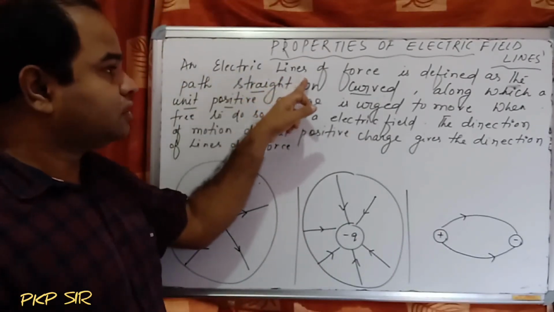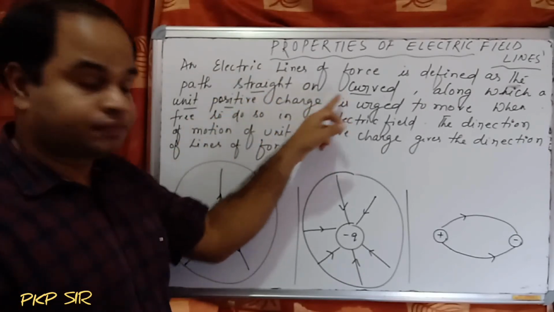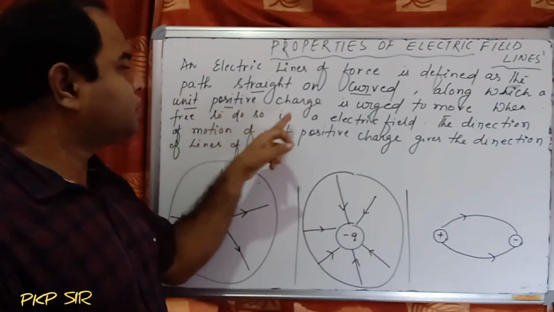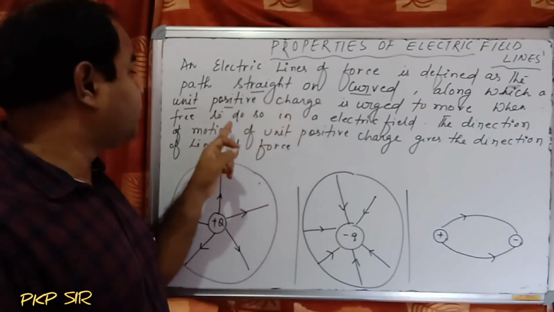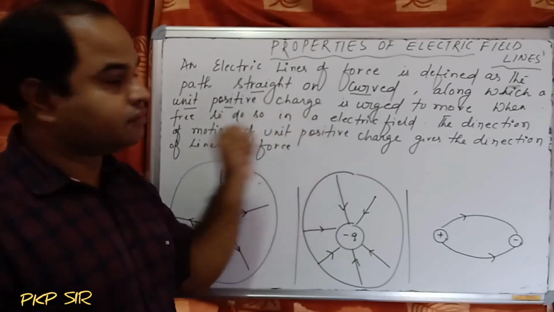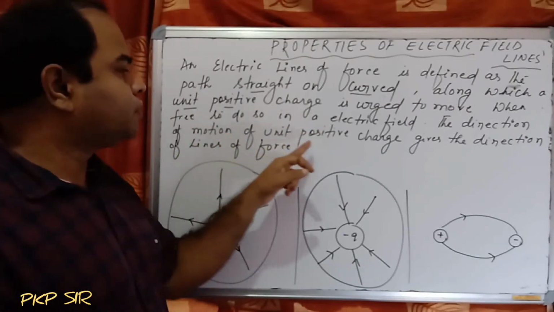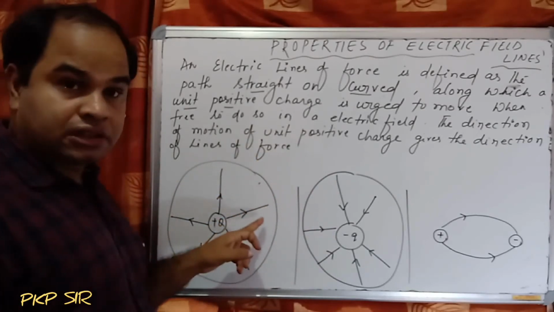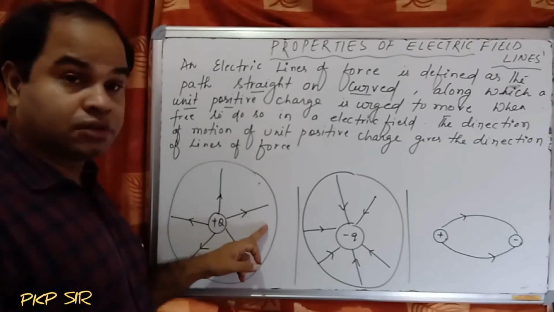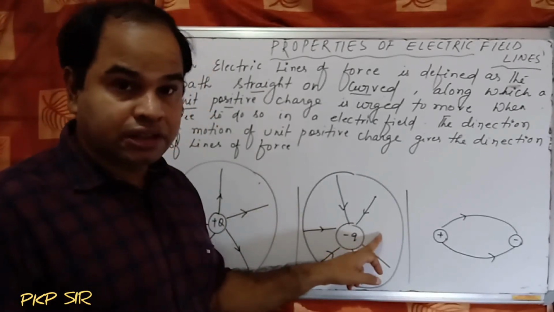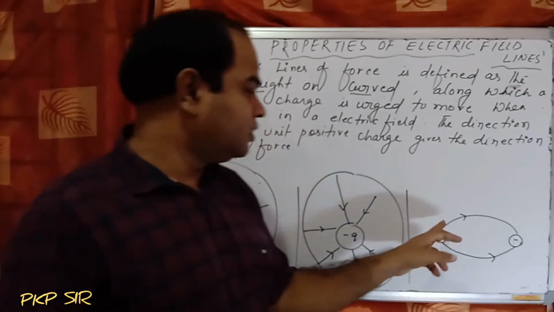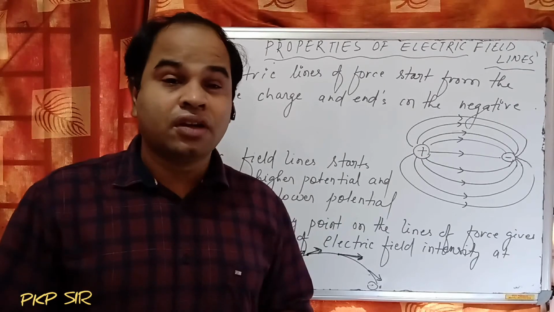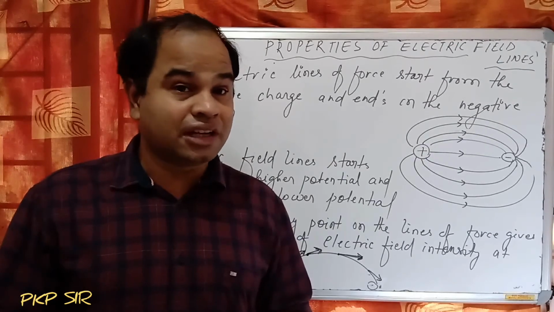Electric lines of force is defined as the path, straight or curved, along which a unit positive charge is asked to move when free to do so in an electric field. The direction of motion of unit positive charge gives the direction of lines of force. So if it moves outward, the direction of lines of force is outward. If it moves inward, the direction is inward. If it moves from positive to negative, okay? First property of electric field lines.